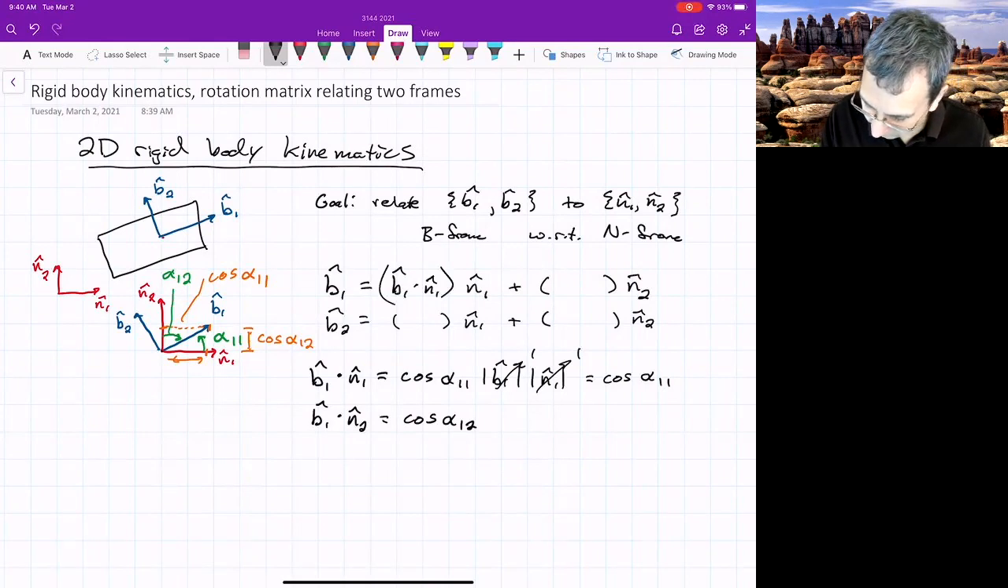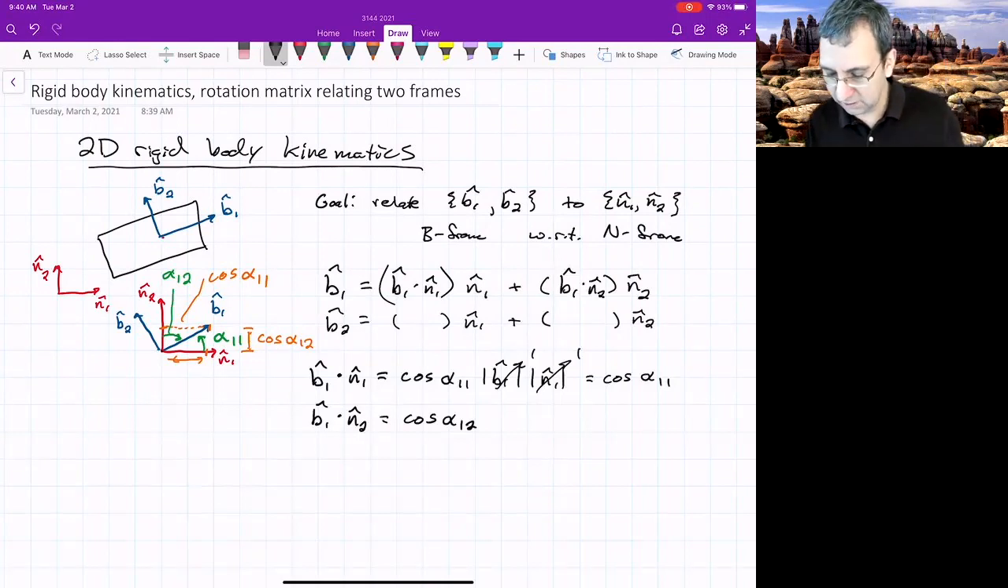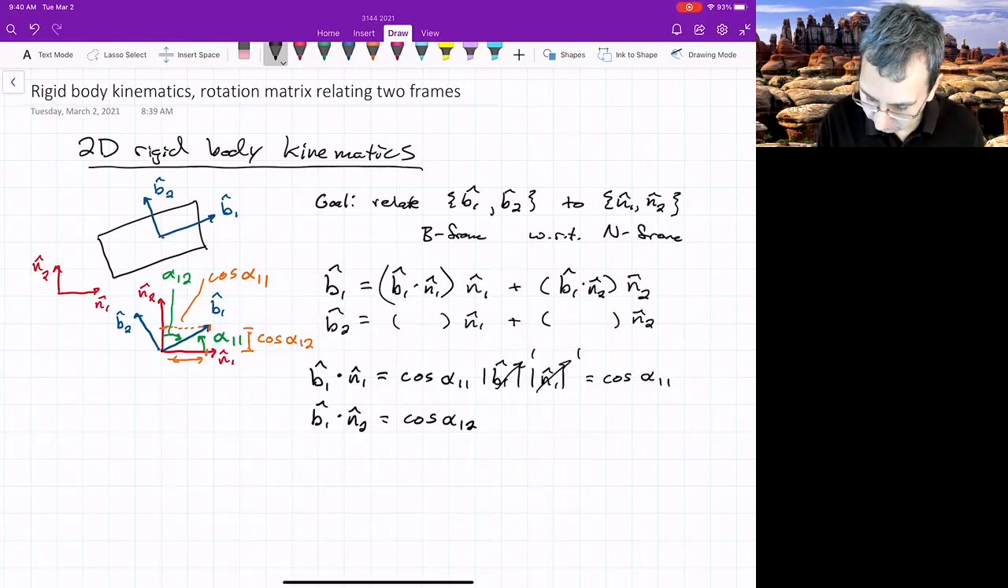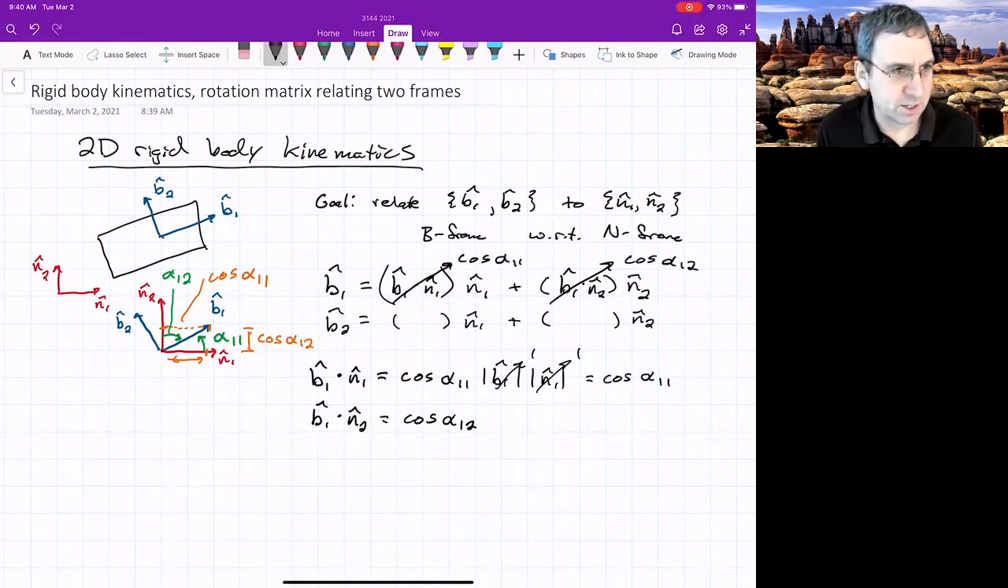And in this parentheses, it's B1 dotted with N2, right? It's giving the projection along the N1 direction and the N2 direction of that B1 unit vector. So we could just fill in, well, we'll call this cosine alpha 1, 1. And this we'll call cosine alpha 1, 2. And maybe you could see where this is going.